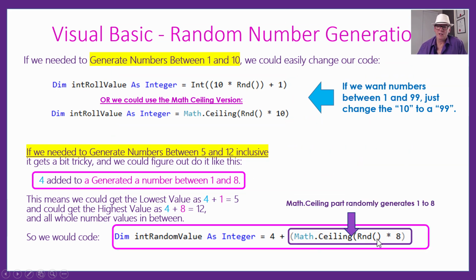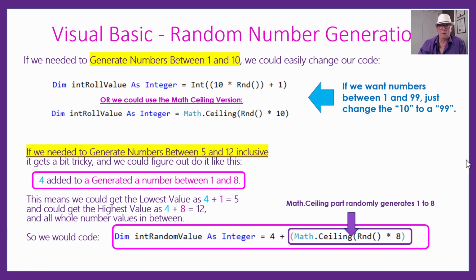So this math ceiling part is generating 1 to 8, and then whatever gets generated, we're adding 4 on, and that'll actually change 1 to 8 to be 5 to 12. So you could do it from first principles and work it out like that yourself.